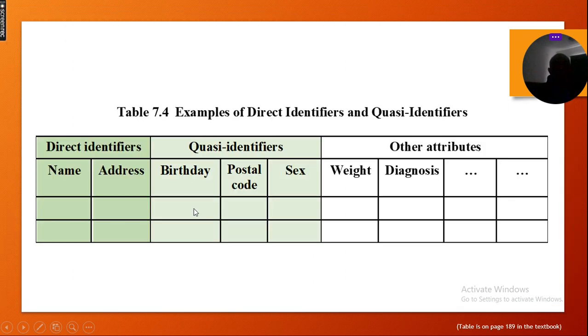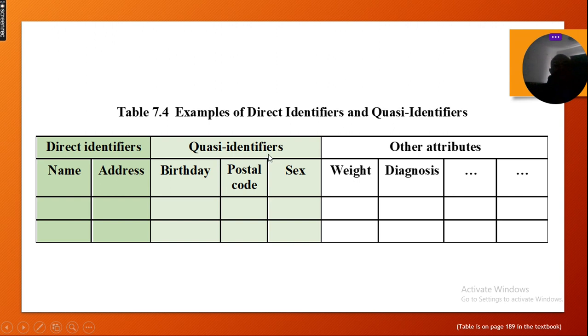Now let's go to table 7.4, examples of direct identifiers and quasi-identifiers. Direct identifiers include your name, your address, and your zip code. These are things that can easily identify who you are: your name, of course, your address, of course, your zip code, of course. These three things are the quickest direct identifiers.